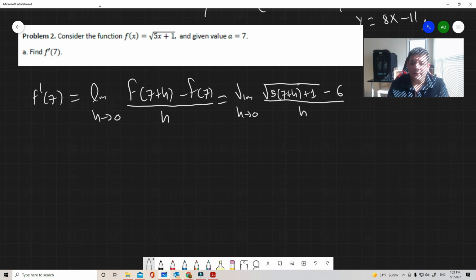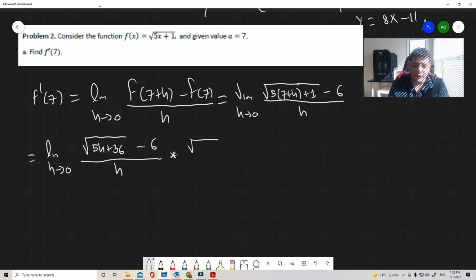So again, we have a situation where we have a root, and we need to get rid of the root to do something with the h below. So we're going to be using the conjugate technique for limits. Now, if I explore what this is overall, this is going to be the square root of 5h plus 36, minus 6. And so now I'm going to be multiplying top and bottom by the square root of 5h plus 36 plus 6.